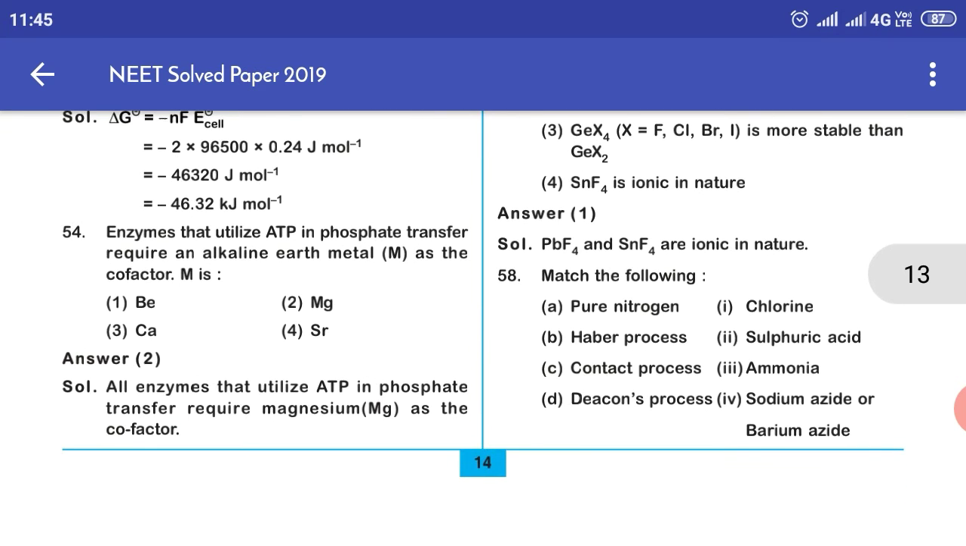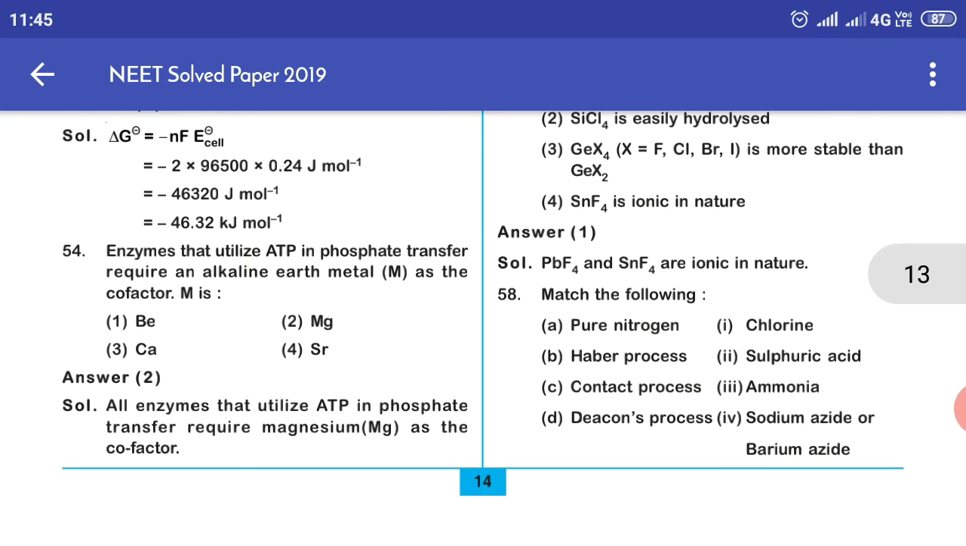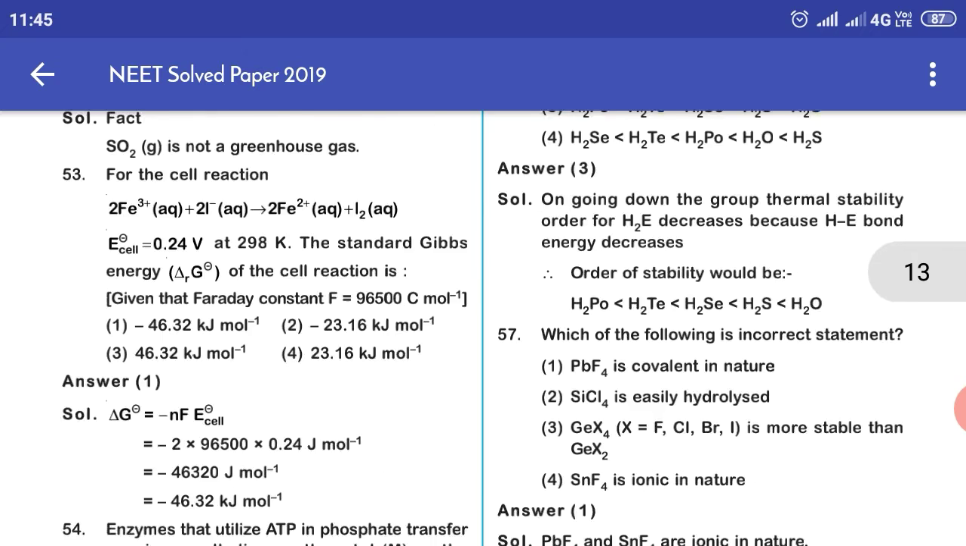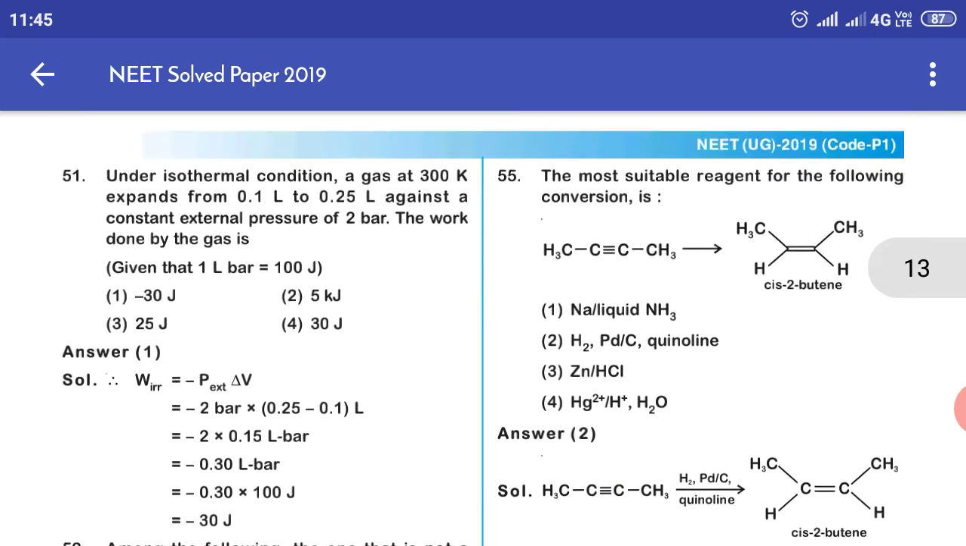Question number 54 says enzymes that utilize ATP in phosphate transfer require an alkaline earth metal M as the cofactor. All enzymes that utilize ATP in phosphate transfer require magnesium as the cofactor. That's option 2. Magnesium is the answer. You can memorize it. These are memory based questions.